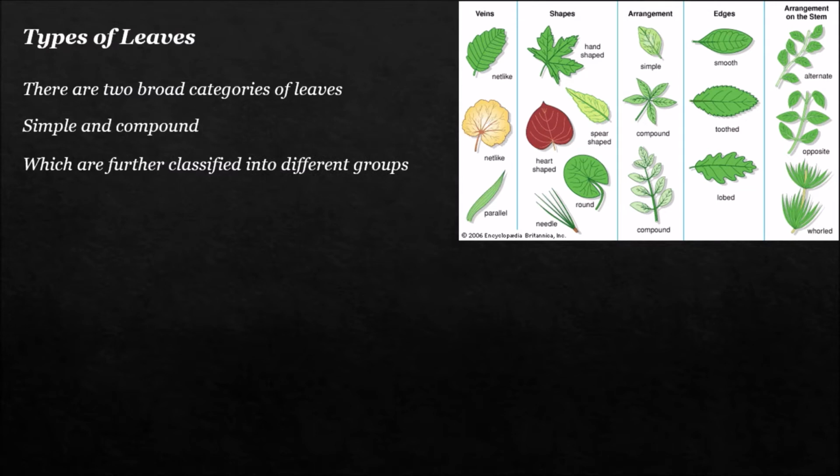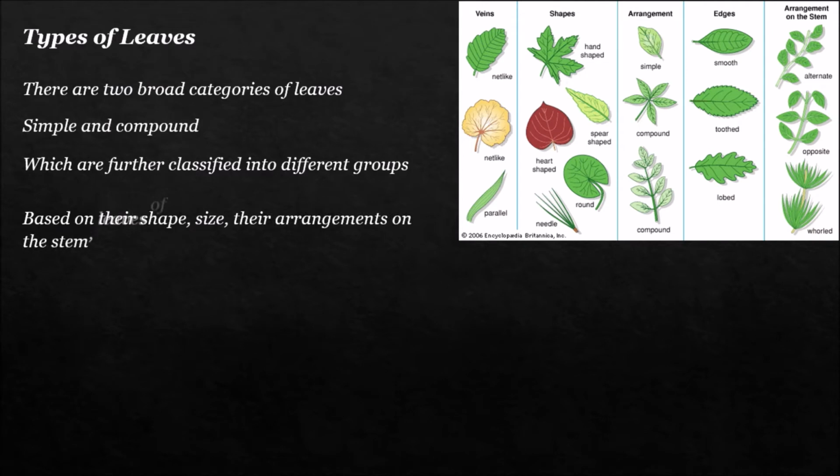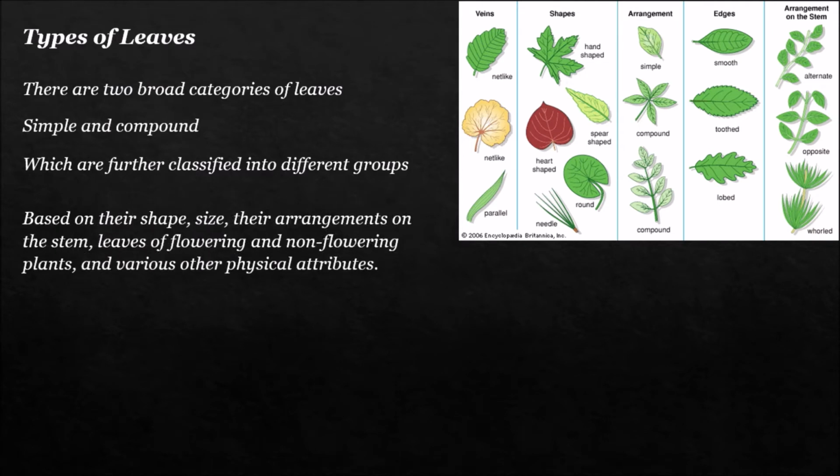So the simple and compound leaves are further classified into different groups based on their shape, size, their arrangement on the stem, leaves of flowering and non-flowering plants, and various other physical attributes. So taking into consideration various things like shape, size, and their arrangement on the stem and leaves of flowering and non-flowering plants, all these make to distinguish the leaves and categorize them into various different groups.